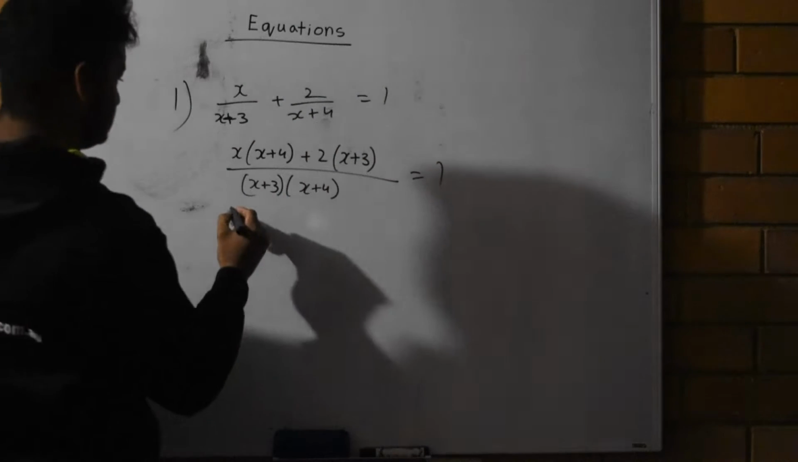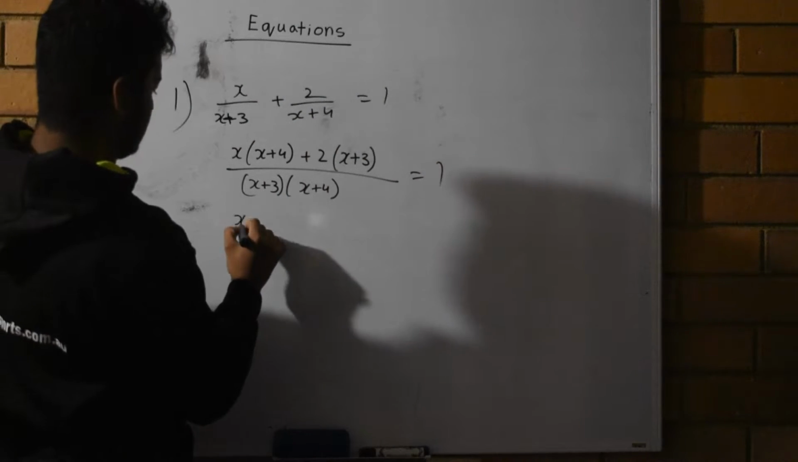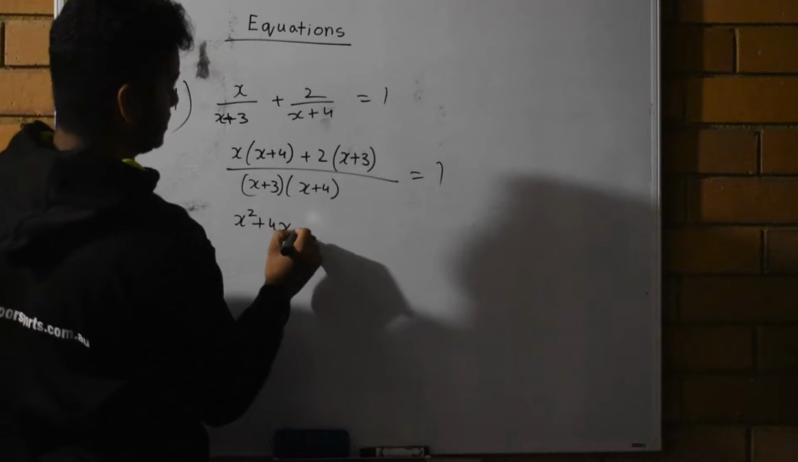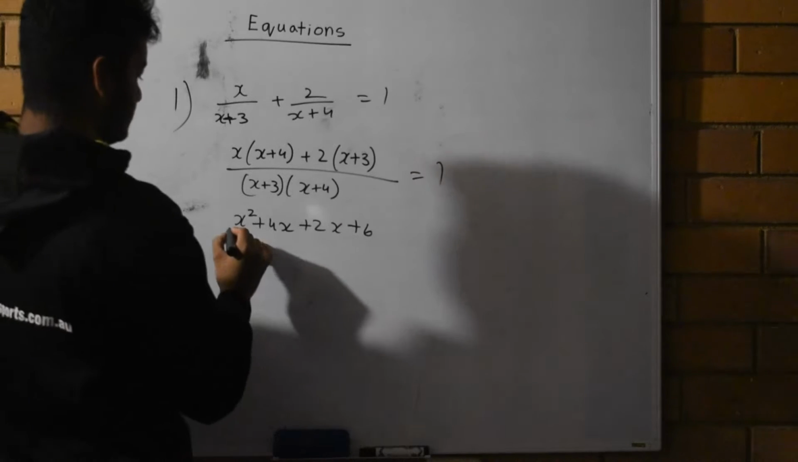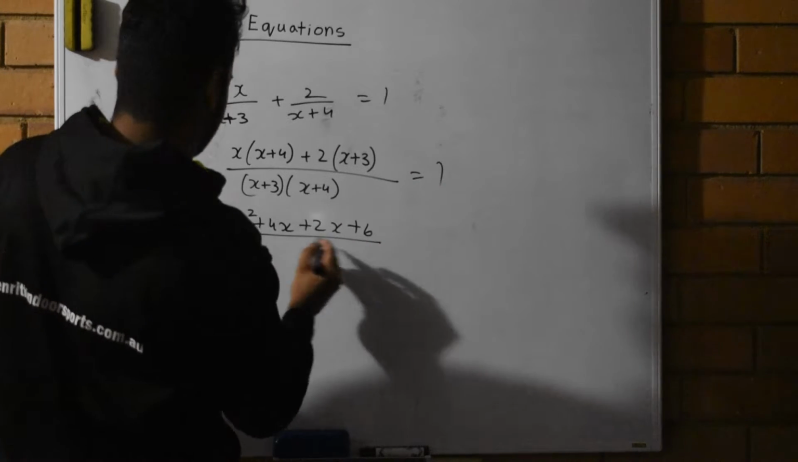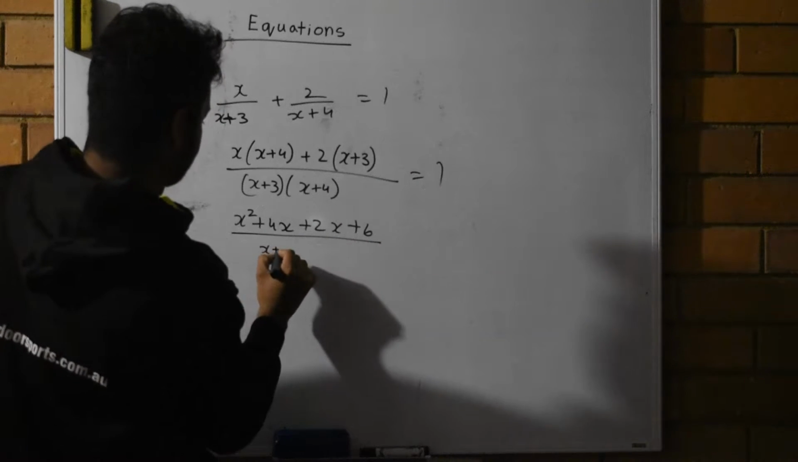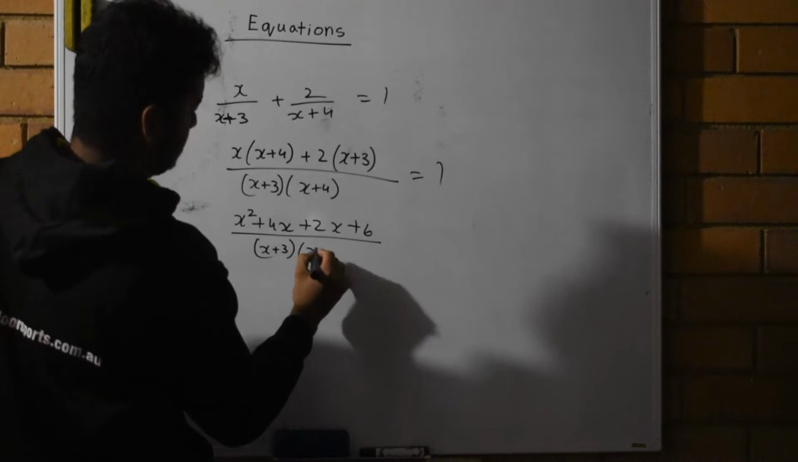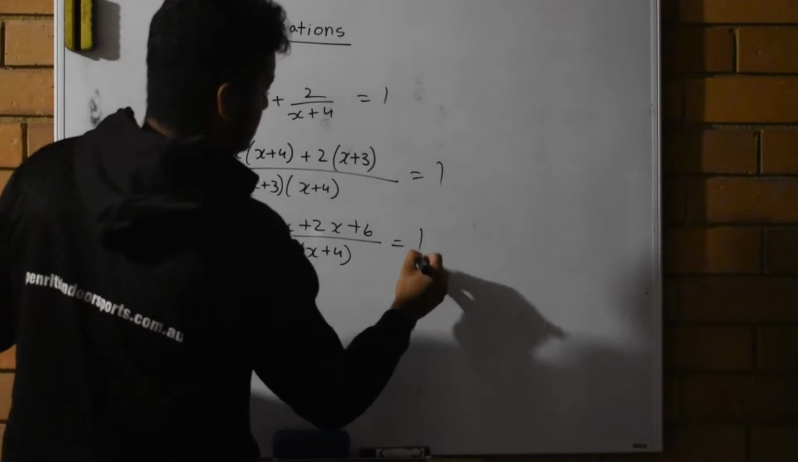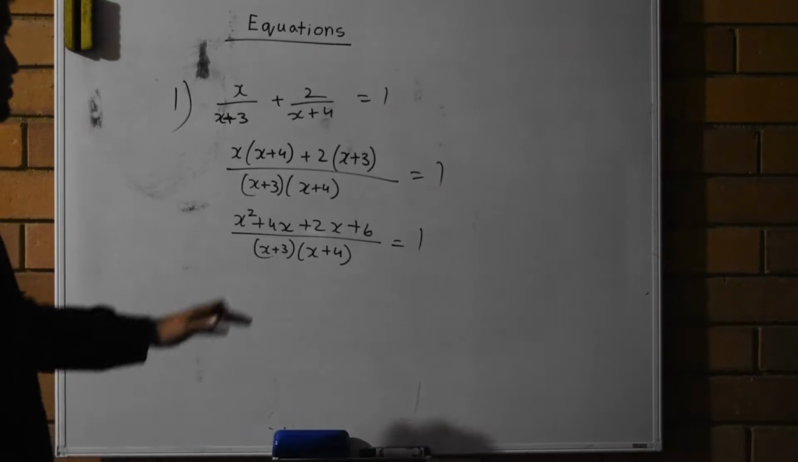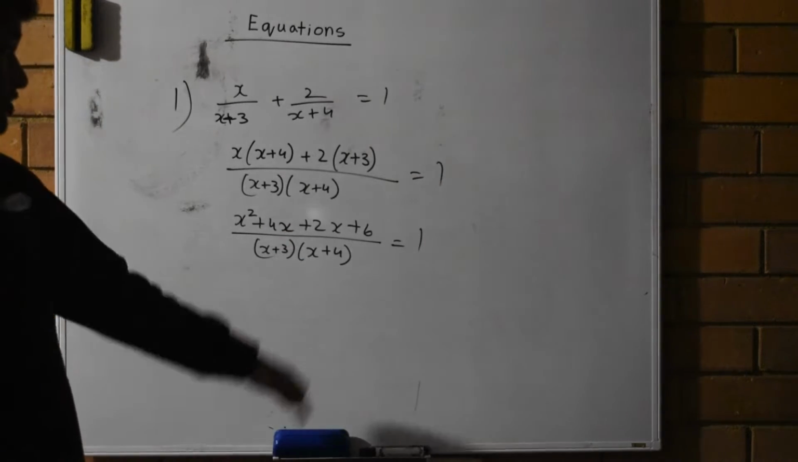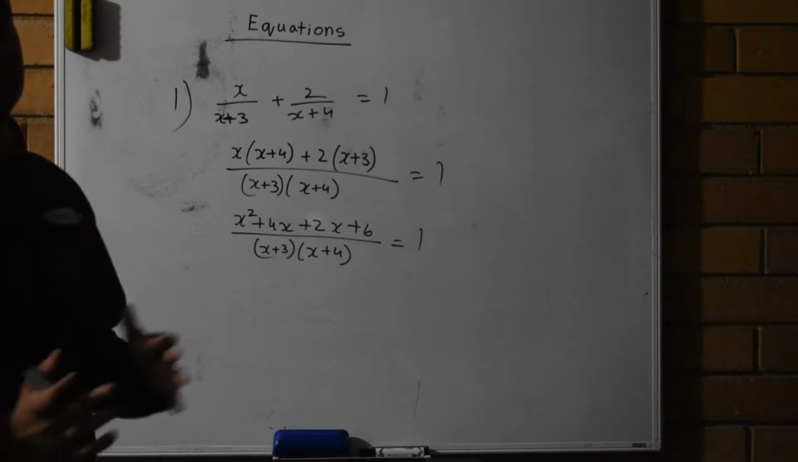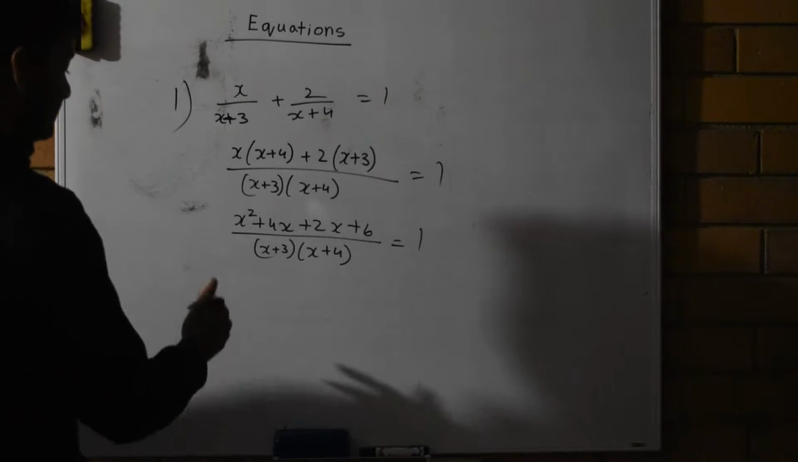Now we'll solve for the numerator first, so that'll be x squared plus 4x plus 2x plus 6, upon x plus 3, x plus 4. I'm not going to expand this just yet. Now times both sides by the denominator. What that does is it gives us an equation.